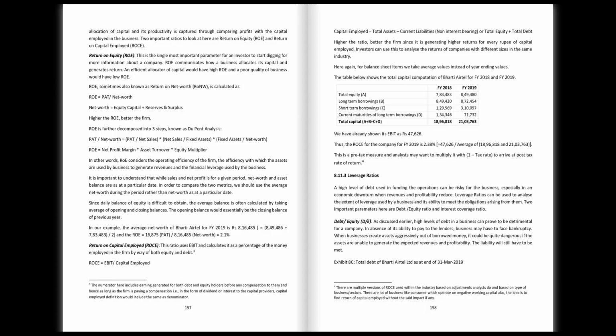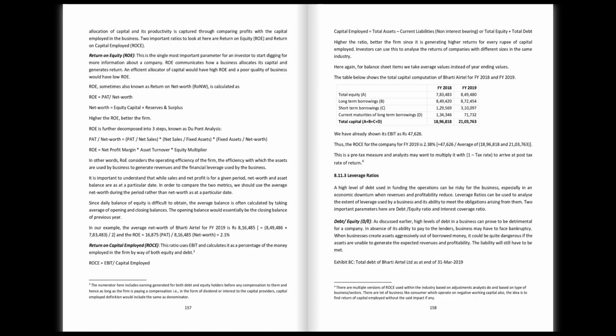Return on equity, ROE. This is the single most important parameter for an investor to start digging for more information about a company. ROE communicates how a business allocates its capital and generates return. An efficient allocator of capital would have high ROE and a poor quality of business would have low ROE. ROE, sometimes also known as return on net worth, RONW, is calculated as ROE equals PAT divided by net worth. Net worth equals equity capital plus reserves and surplus. Higher the ROE, better the firm.